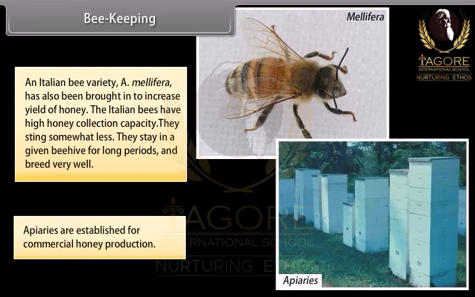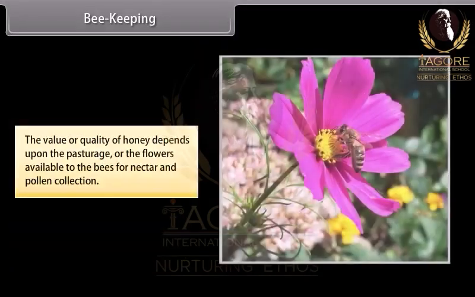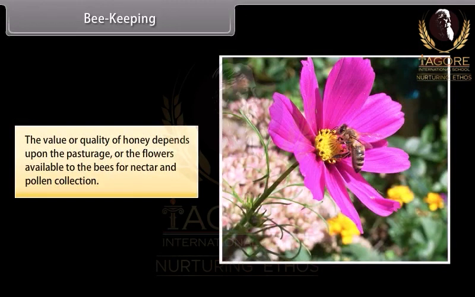Apiaries are established for commercial honey production. The value or quality of honey depends on the pasturage or the flowers available to the bees for nectar and pollen collection.